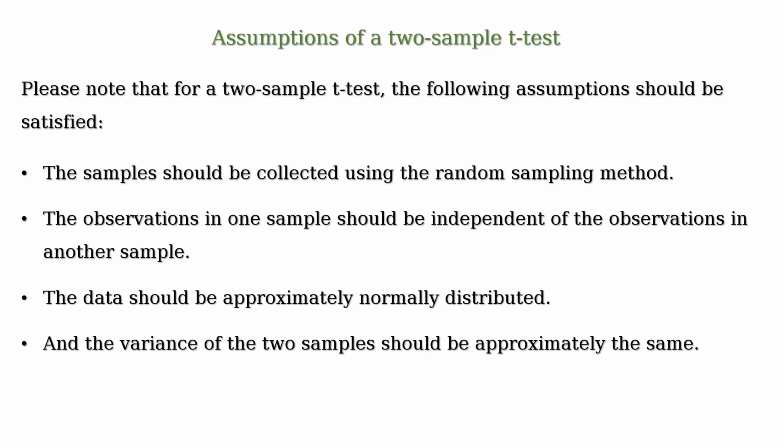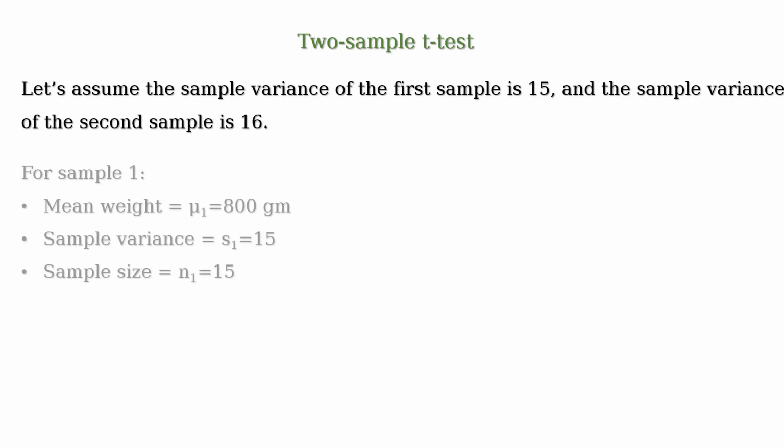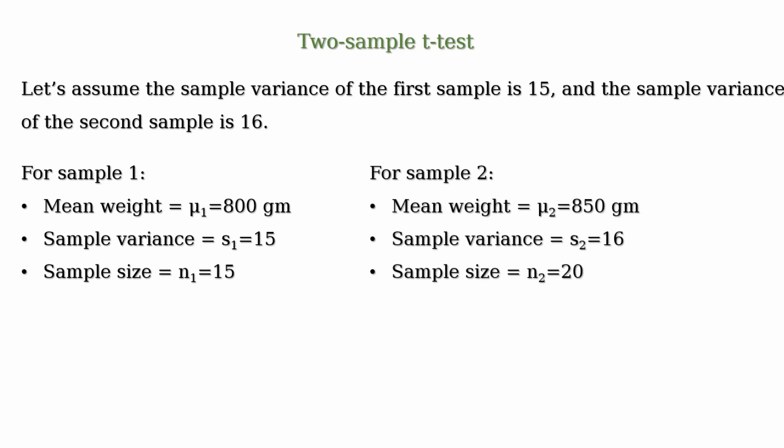Let's assume the sample variance of the first sample is 15 and the sample variance of the second sample is 16. So, to summarize, these are the data that we have. For sample 1, mean weight mu1 is equal to 800 gram, sample variance S1 is equal to 15 and the sample size N1 is equal to 15. And for sample 2, mean weight mu2 is equal to 850 gram, sample variance S2 is equal to 16 and the sample size N2 is equal to 20.